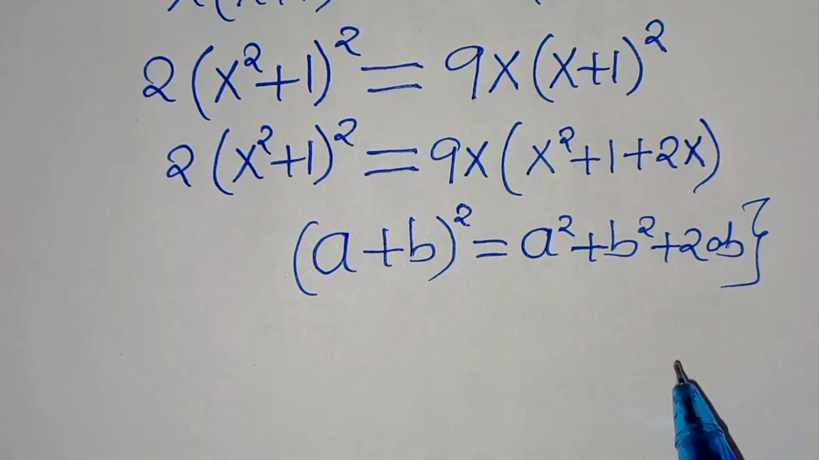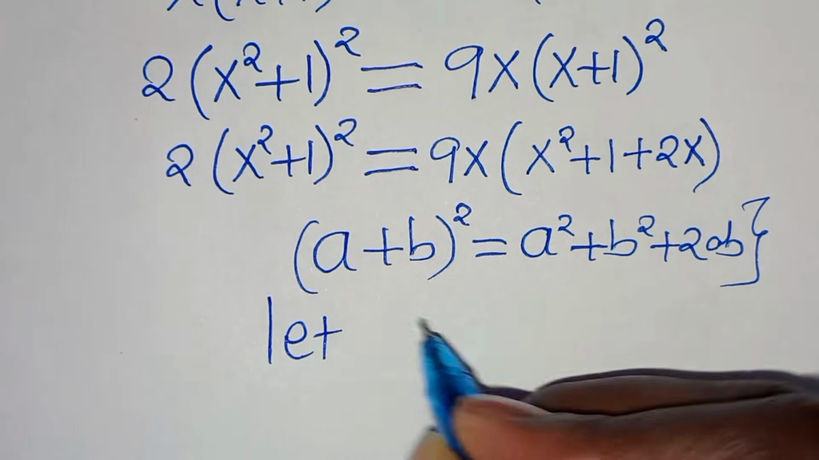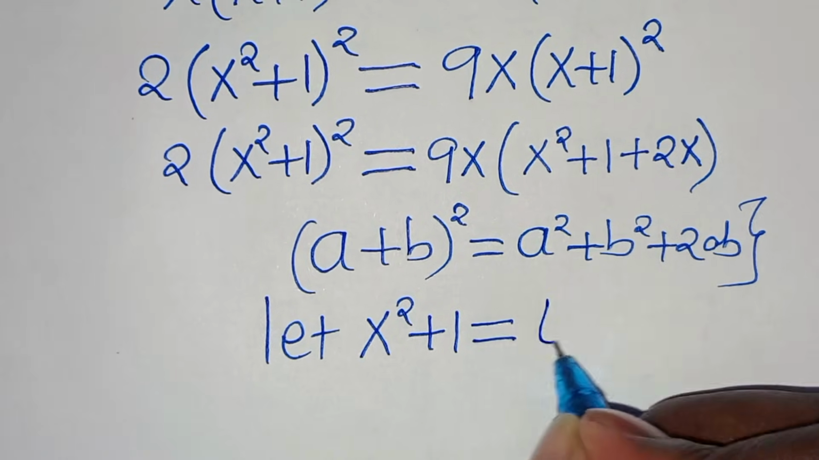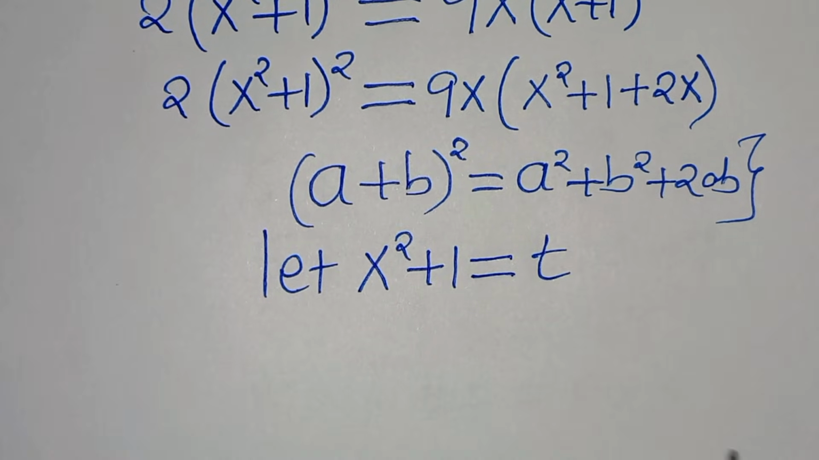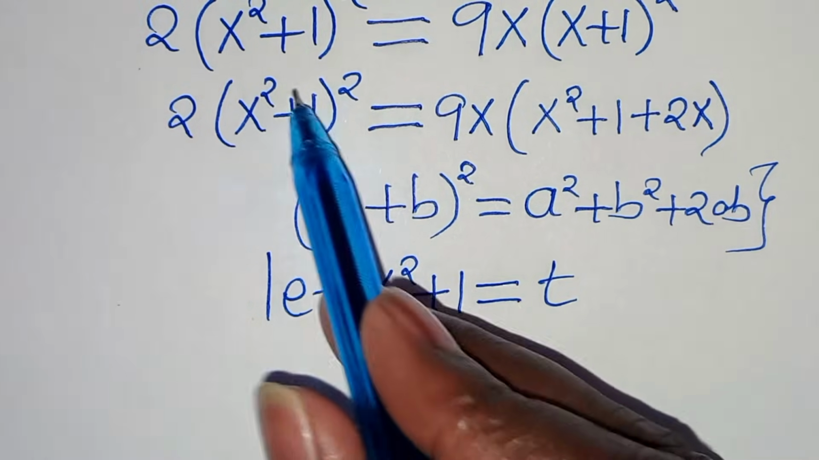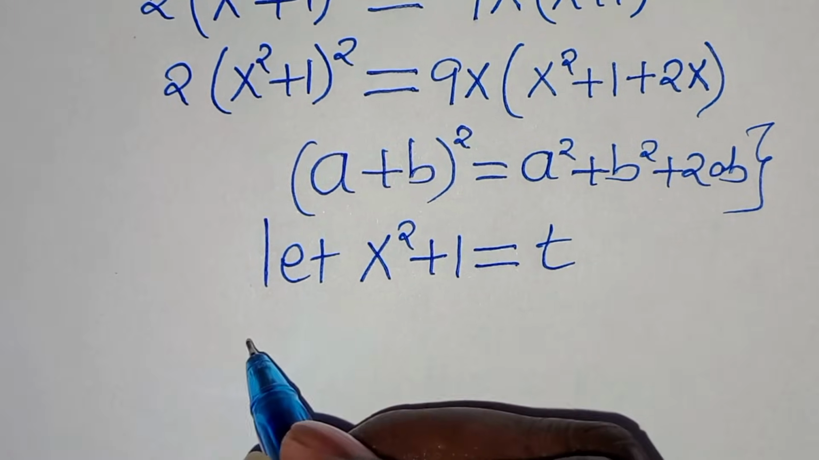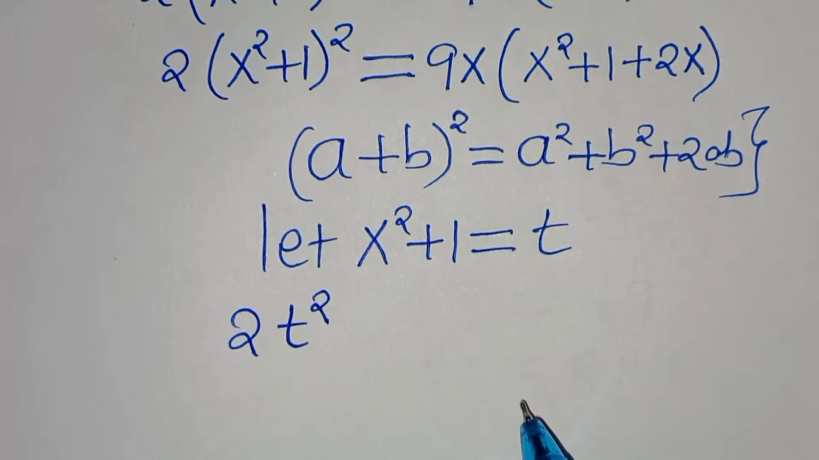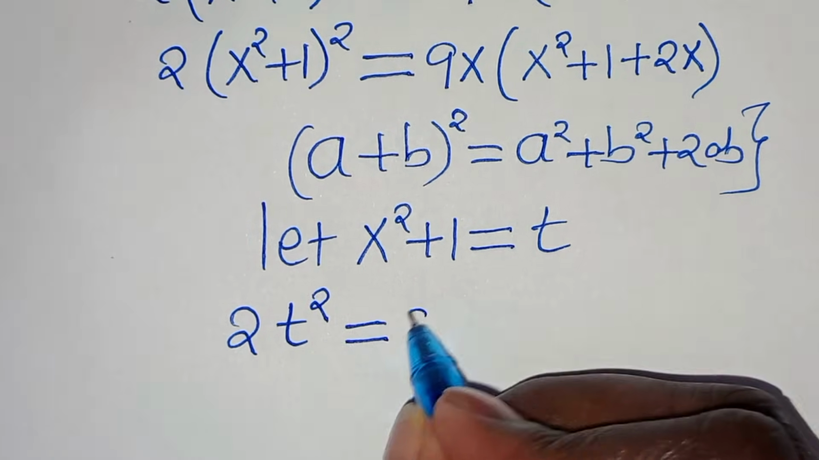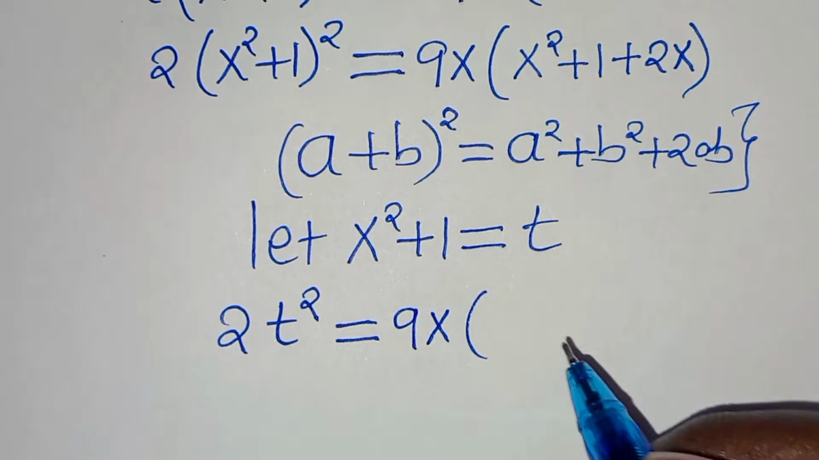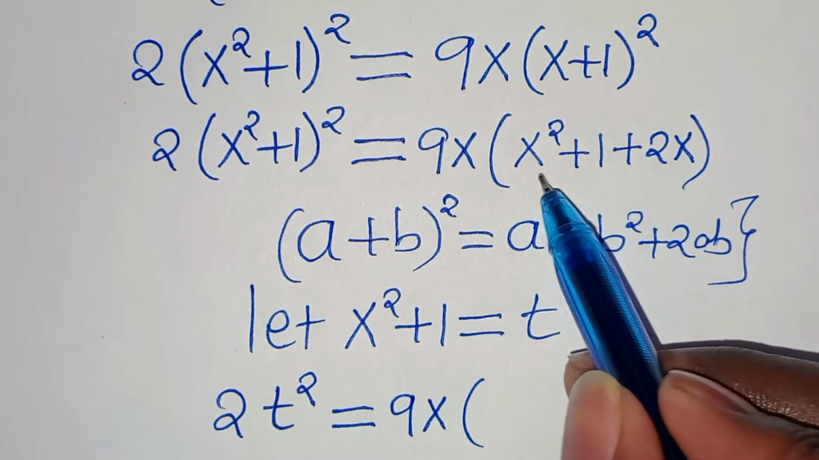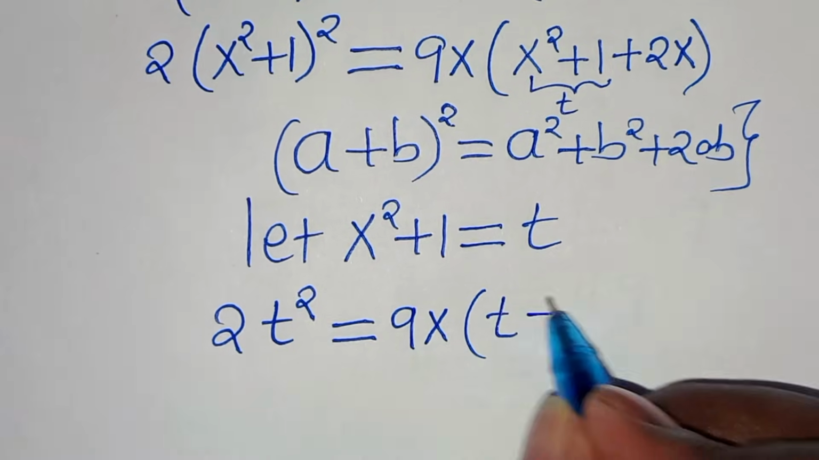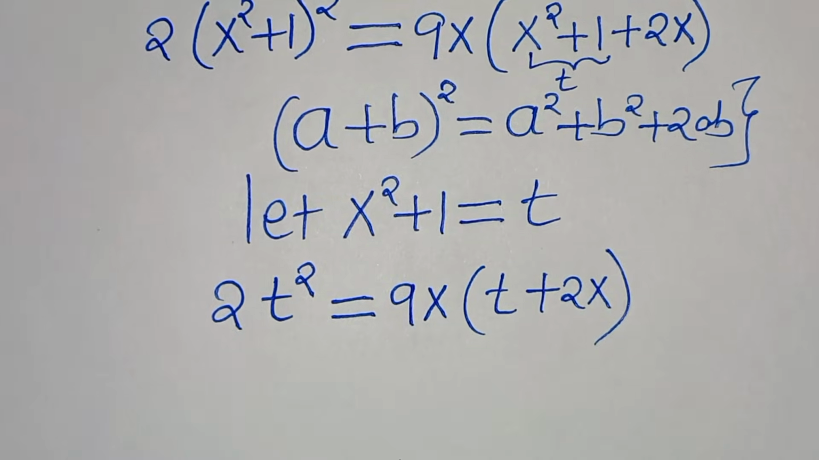Now, the next step is that we can let x squared plus 1 be equal to t. Now, let's substitute t where we have x squared plus 1. So that now we have 2t raised to the power of 2, equal to 9x into the parentheses. Here we have x squared plus 1, so we can substitute this part with t, so that we have t plus 2x. Close the parentheses.